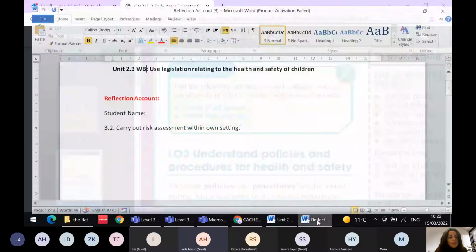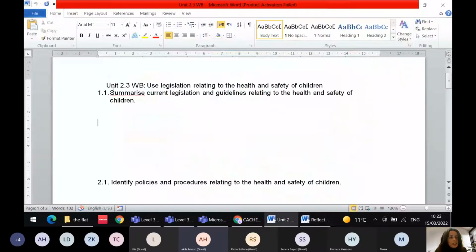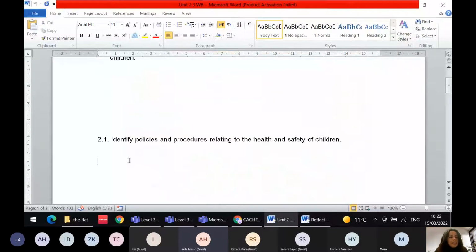So now, if I was going to answer this question, summarize current legislation, when it says summarize, this means not only put their names, you put a description of them. So what we've done now is answer 1.1, the current legislation and guidance relating to health and safety for children. Is this understood so far? Yes. Okay, excellent.